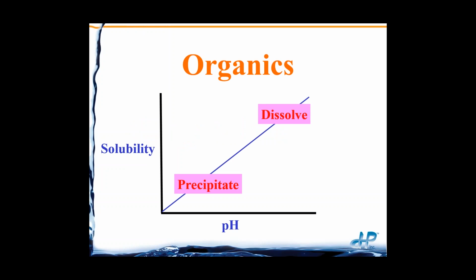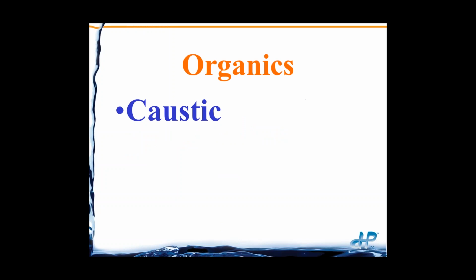Whereas organics precipitate at a low pH. So because of that, we want to clean at a high pH. So caustic, also detergents can be very beneficial. Detergents being like surface wetting agents.